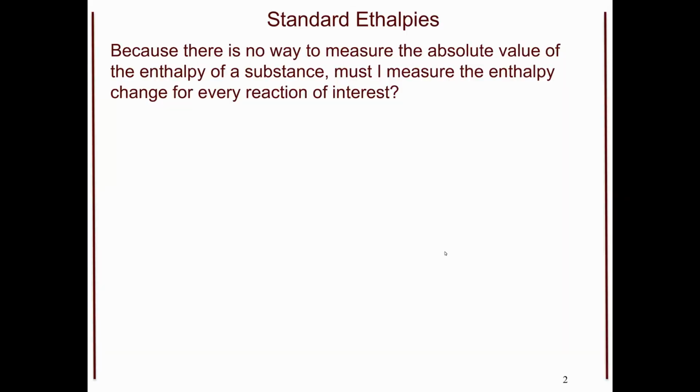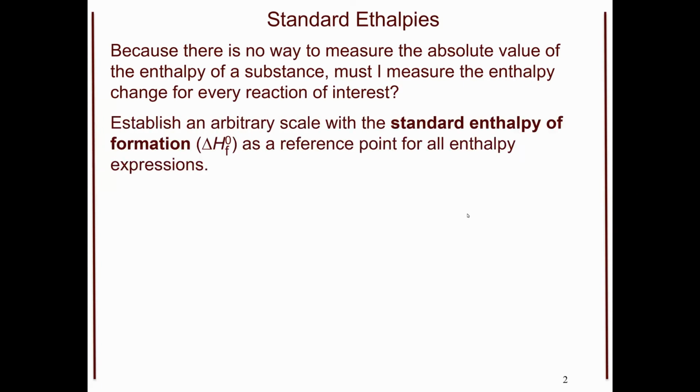Because there's no way to measure the absolute value of enthalpy for a substance, we're going to have to rely on a relative amount of energy that we must measure for each reaction. So how do we do that? Well, we're going to establish the arbitrary scale of the standard enthalpies of formation. This is going to become our reference point for all enthalpy expressions for the remainder of our course.